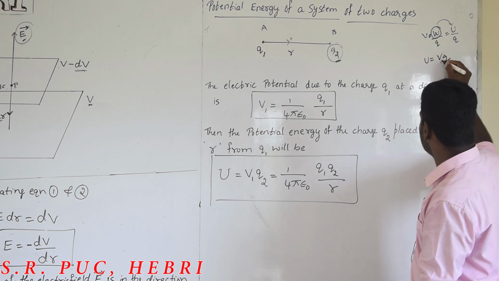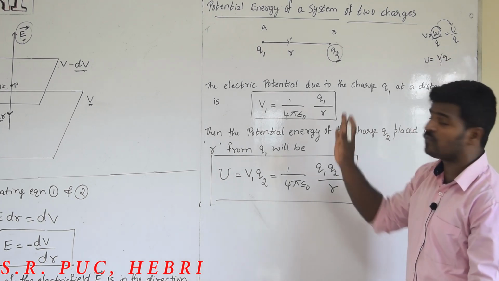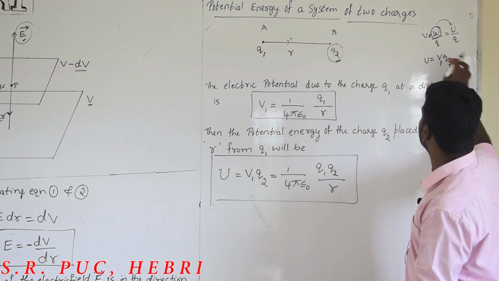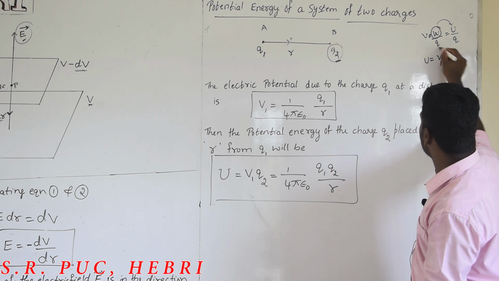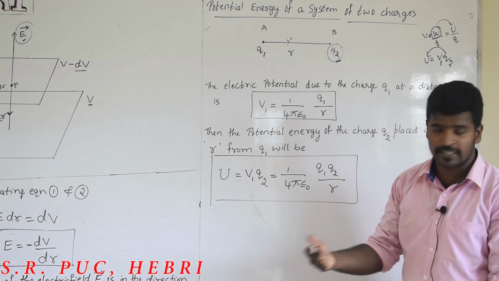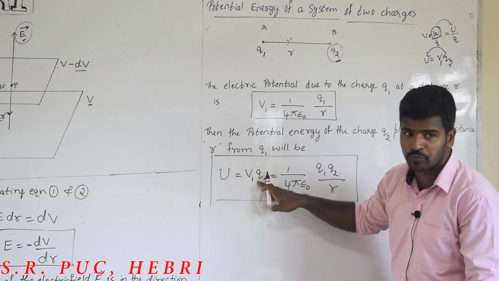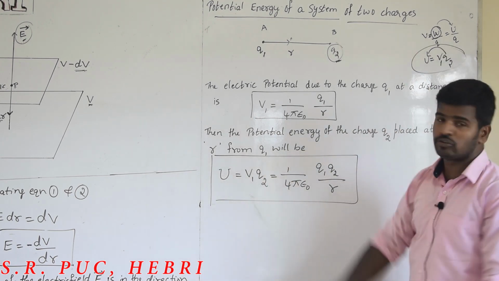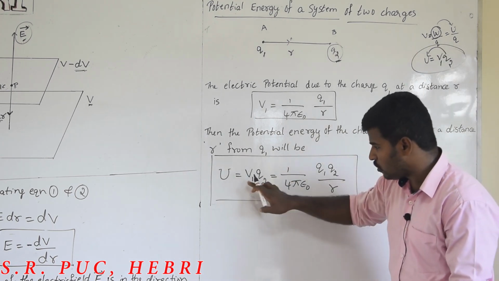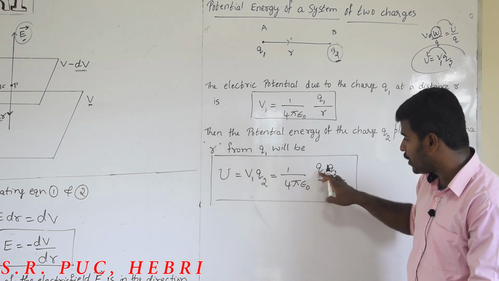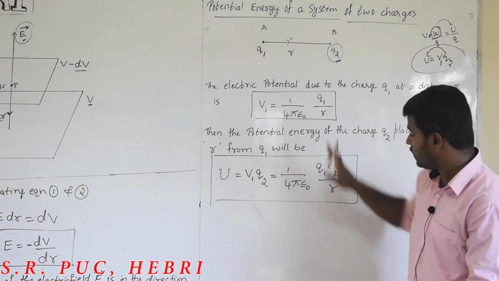What about the potential? Potential will be V1 because of the charge Q1. The charge will be Q2, the charge Q2 which gains energy, that energy is called a potential energy. Therefore, U is equal to V1 times Q2. That relation is because of the definition. Therefore, U is equal to V1 times Q2, that is equal to 1 by 4 pi epsilon naught Q1 is the expression for V1 times Q2.